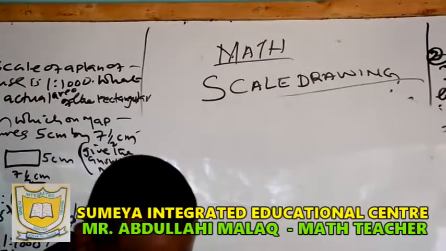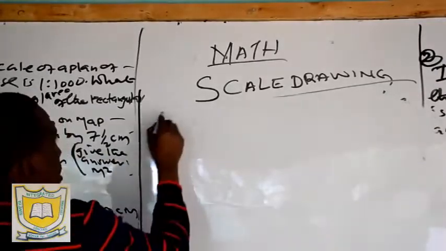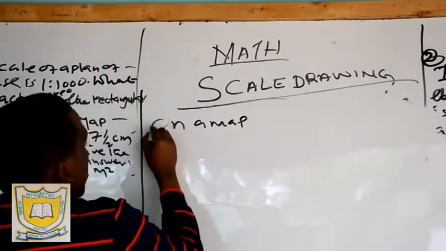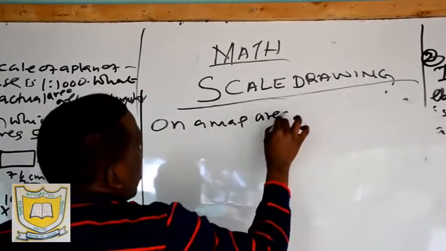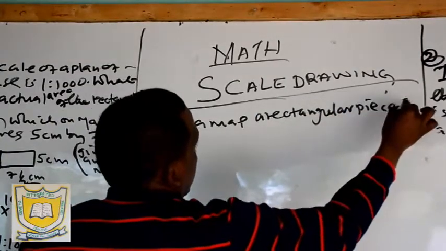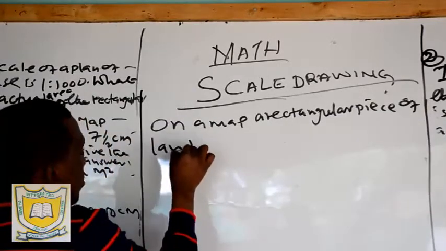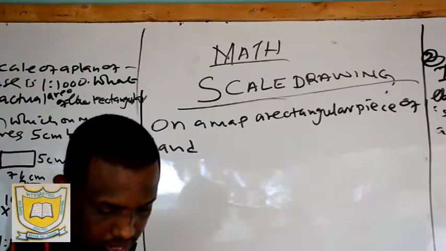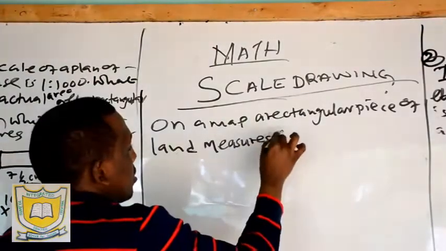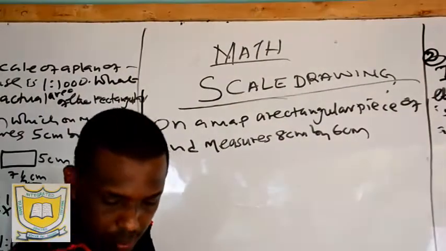There's another one here. You are told, on a map, a rectangular piece of land measures 8 centimeters by 6 centimeters.